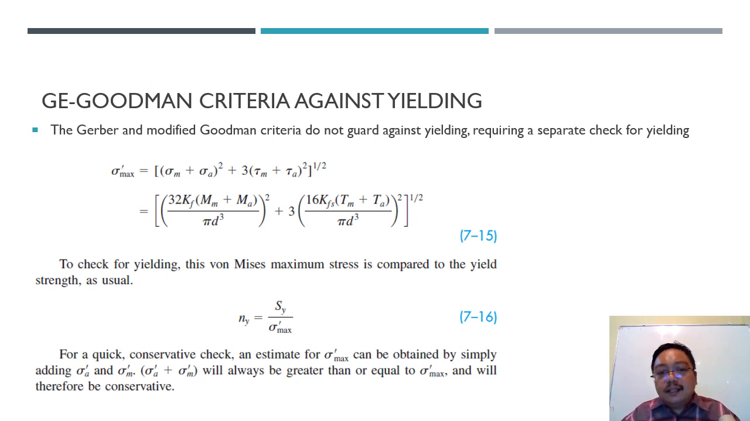Goodman and Gerber do not guard against yielding. They therefore require a separate check for yielding, given by this equation and this equation. For a quick, conservative estimate, the stress can be obtained by simply adding the alternating stress and the mid-range stress, which will always be greater than or equal to the maximum stress, and will therefore be conservative.